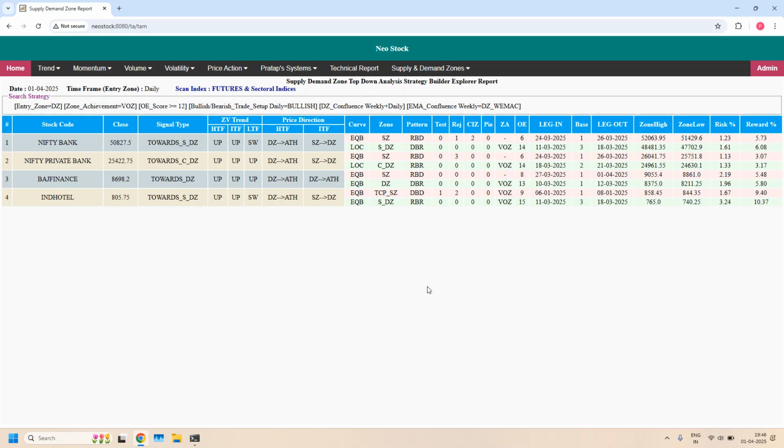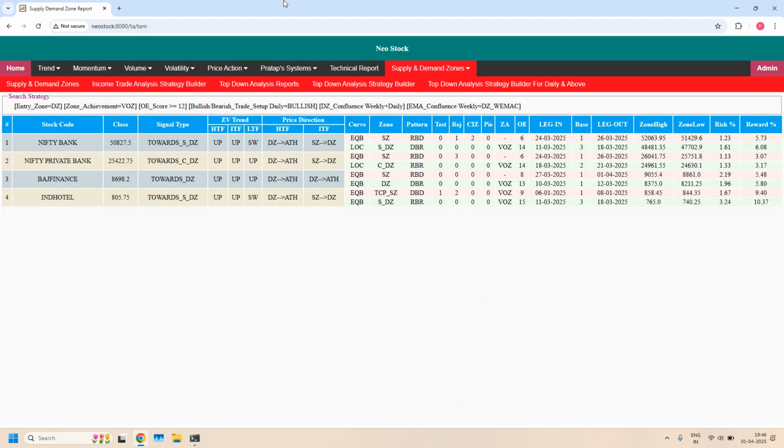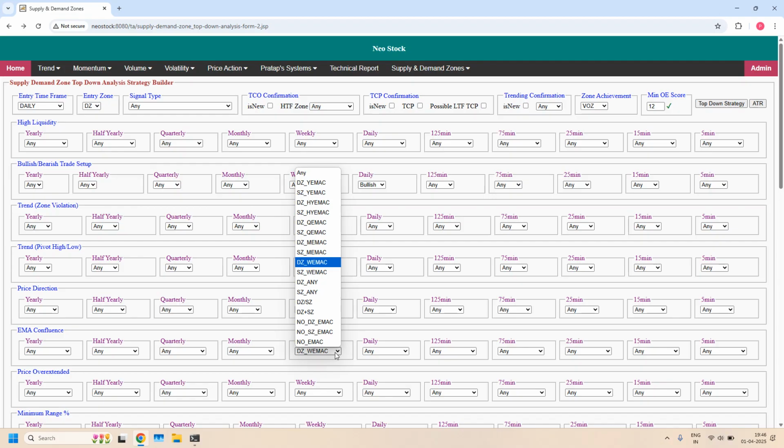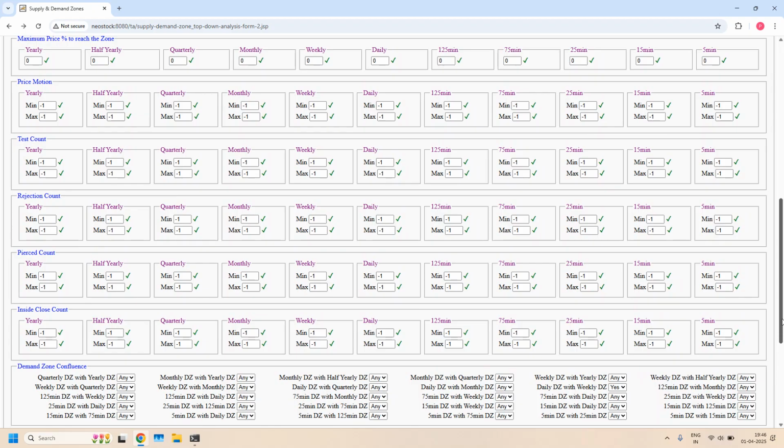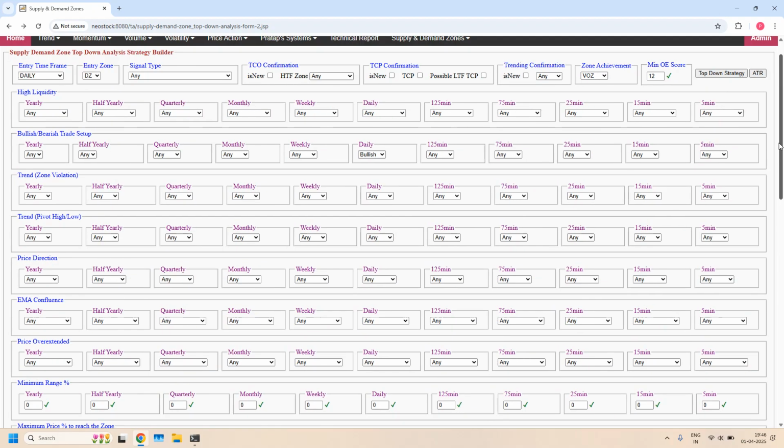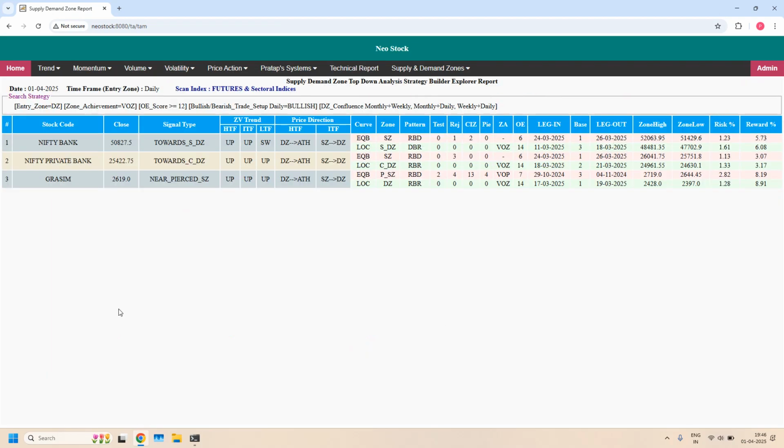Okay, this is about LTF, ITF demand zone confluence and ITF EMA confluence. Next, we will look into HTF, ITF, LTF demand zone confluence supported stocks. I removed the EMA filter. In the demand zone confluence, 3 filters we have to set. First one is enabled. Next, daily with monthly demand zone confluence. Weekly demand zone with monthly demand zone confluence. With all the 3 filters, we got 3 stocks.